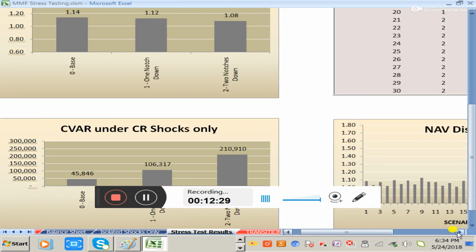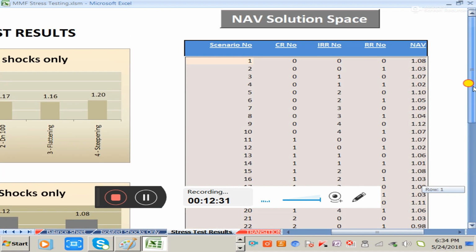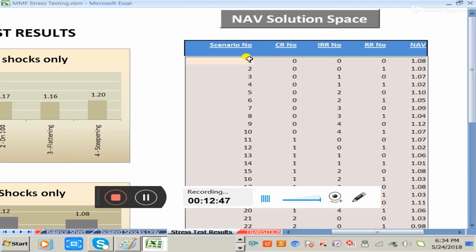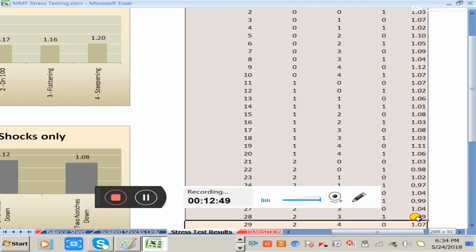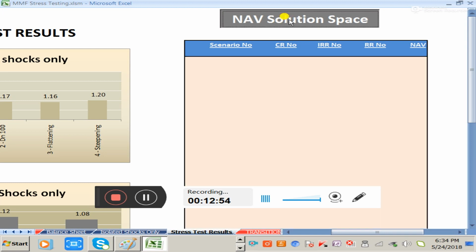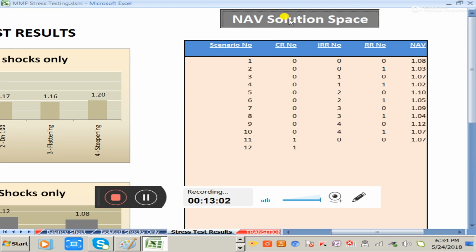So finally, you have the NAV solution space. There are 3 scenarios for credit risk, 5 scenarios for IRR and 2 scenarios for redemption risk. So altogether there are around 30 different combinations, and there are scenarios from 1 to 30. So the NAV solution space will cover all 30 of them and find out where, in those stress areas, the fund breaks the buck. So it's computing right now for all 30 scenarios, and we'll come to know if at all it breaks the buck at any of these stress scenarios.